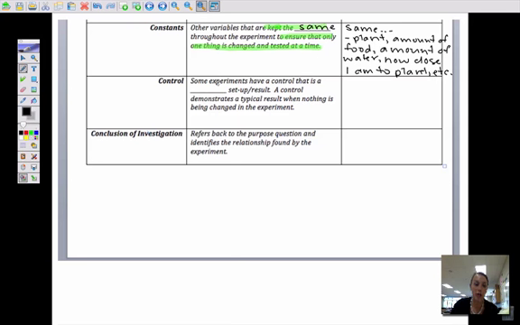Now, some experiments have a control that's a normal setup or result. So we want to make sure that normal is our key word when we think of a control. A control demonstrates a typical result when nothing is being changed in the experiment. Now, do people usually talk to plants? Maybe, but normally they don't. So for our control setup, we would not talk to one plant. So we want to see how it grows normally.